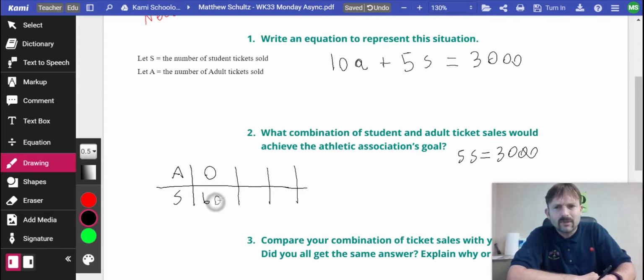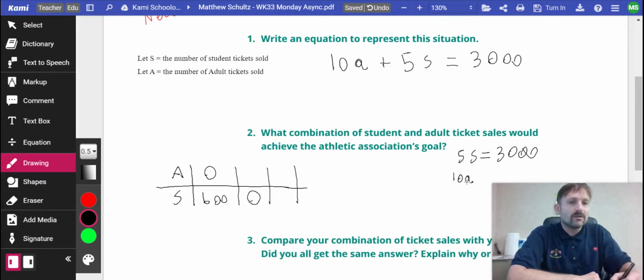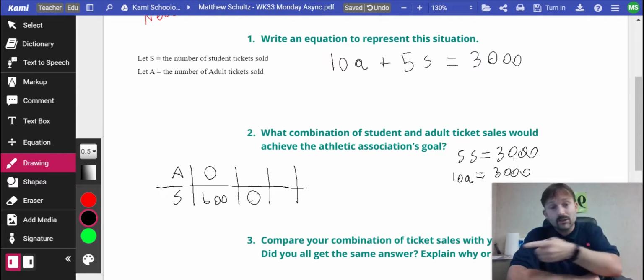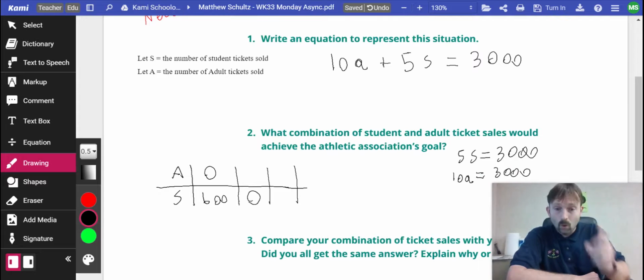It's a lot. Well, what if I plug in 0 student tickets? If I plug in 0 student tickets, then I know that 10A plus 5 times 0 is equal to 3,000. If I divide by 10 on both sides using the division property of equality, I'm going to get 300.